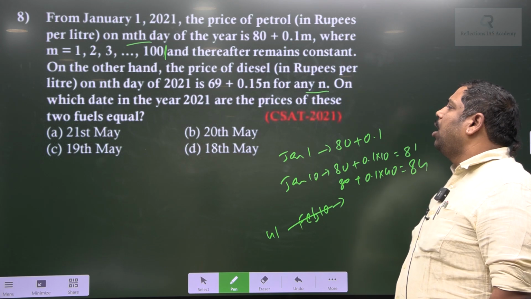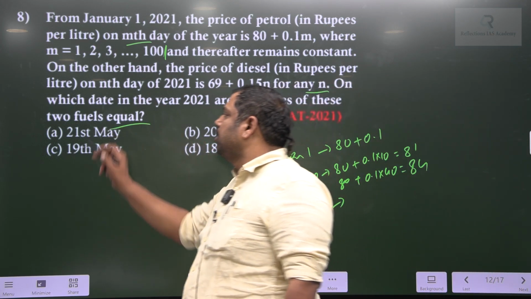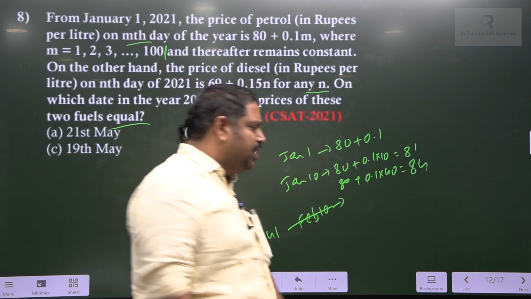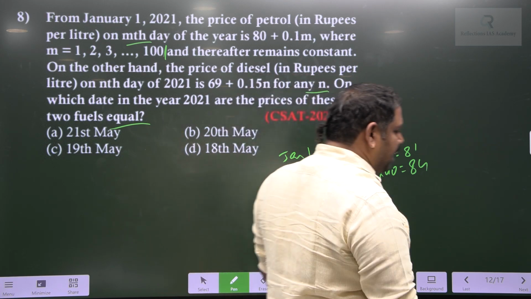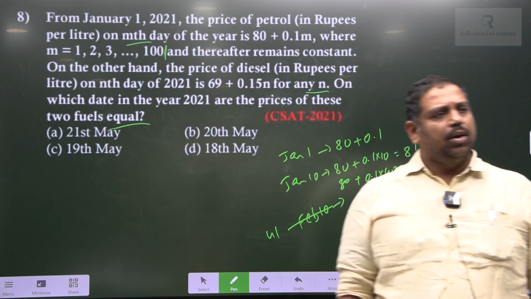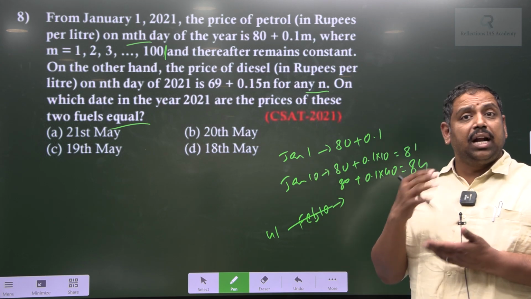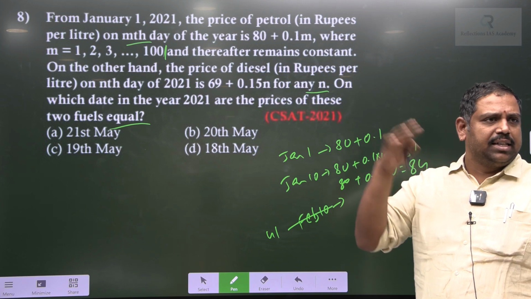Okay. On which date in the year 2021 are the prices of these two fuels equal? When it will be equal, he is asking. Right? What I will think is, first I will observe the options. Why? Because is it more than 100 days or less than 100 days? I have to verify. If it is less than 100 days, both will increase. If it is more than 100 days, then what happens? Petrol price is fixed. Only diesel increases, right or wrong?